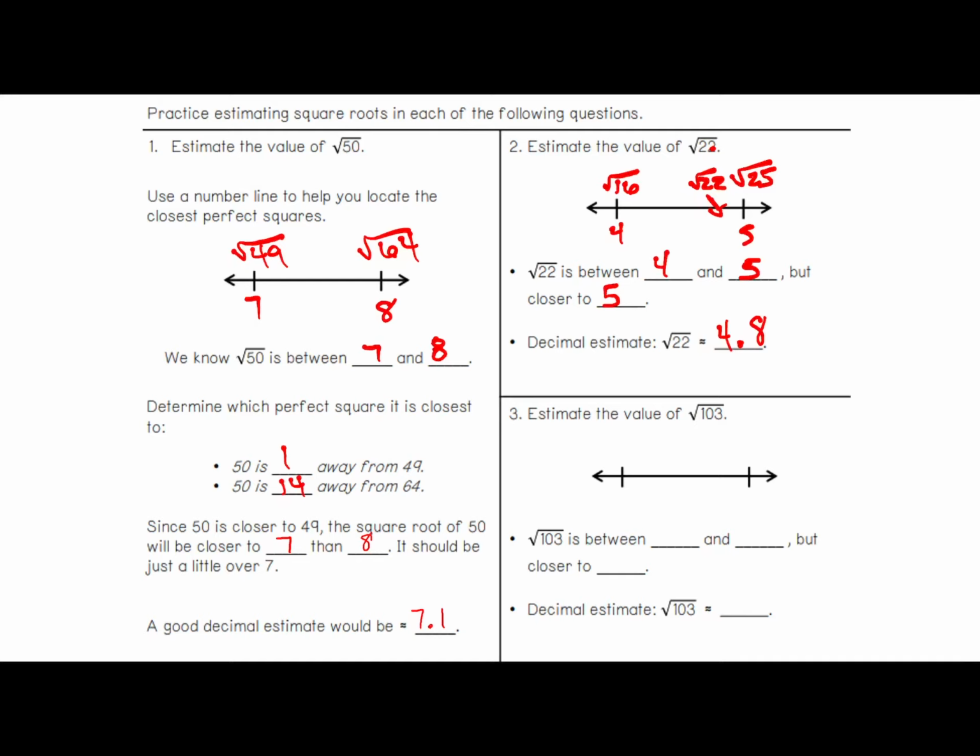Now, estimate the value of square root of 103. So I've got square root of 100, square root of 121. This is 10. This is 11. Now it's 3 away from 100 and 18 away from 121. So I'm going to say it's closer to 10. And I'm going to say it's probably about 10.1.